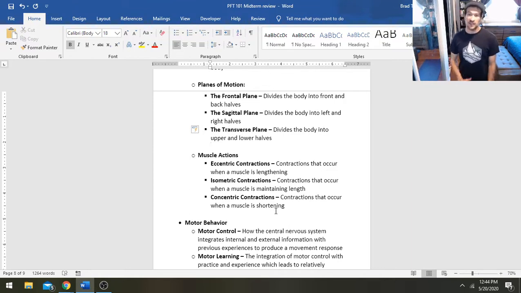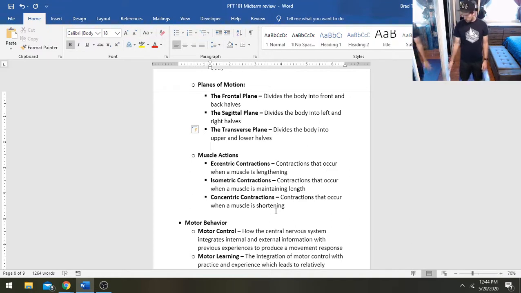The sagittal plane is going to divide the body into left and right halves. I'm going to move along the sagittal plane, right? So that's going to be front to back motions instead of side to side motions. And then the transverse plane is going to cut me into upper and lower halves along this way.